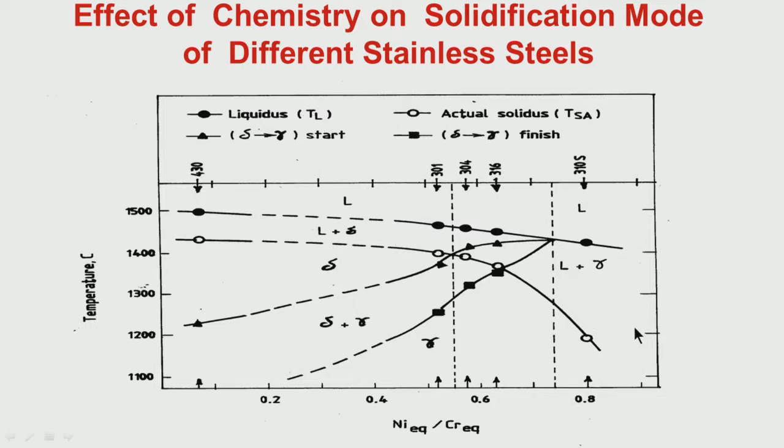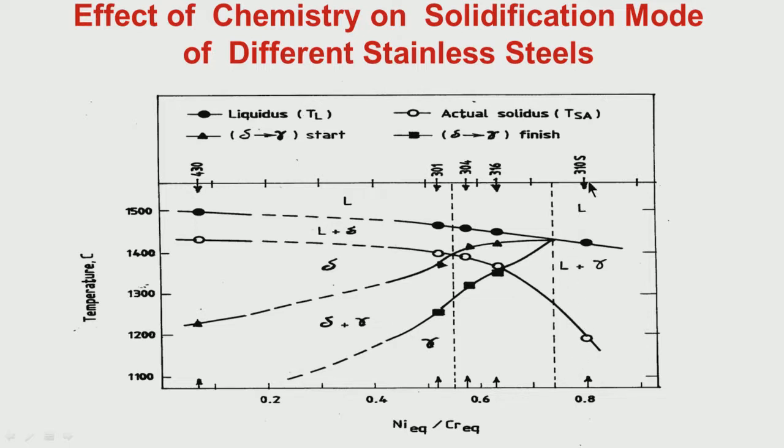Now let us come to a chemistry which is above this 0.74, which is equivalent to 0.5% of carbon equivalent, which I had mentioned. Beyond this, that means when nickel equivalent by chromium equivalent is above 0.74, what is happening? The solidification is through austenitic mode only. There is no delta formation at any stage. So solidification is through austenite, and when it is completed, it is still solid austenite.